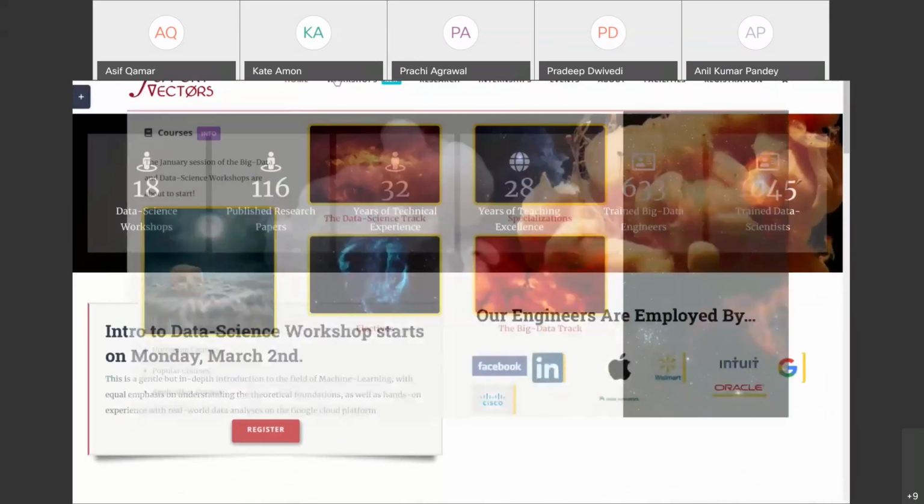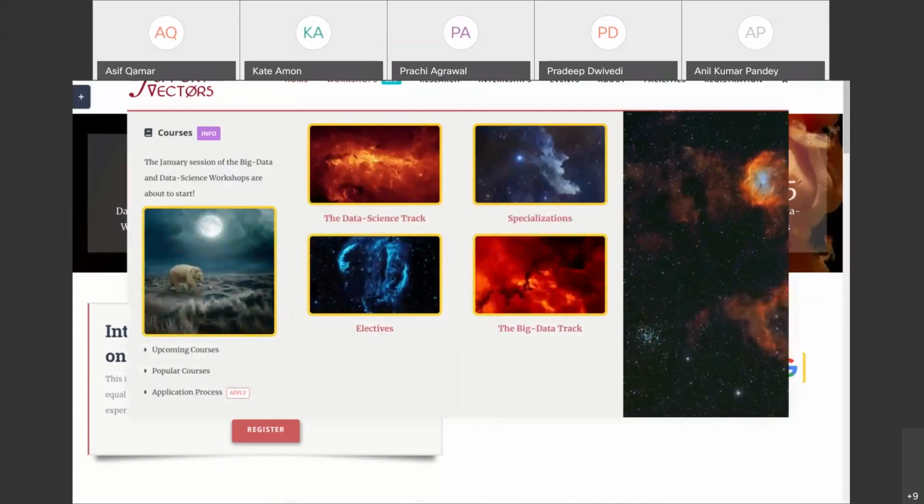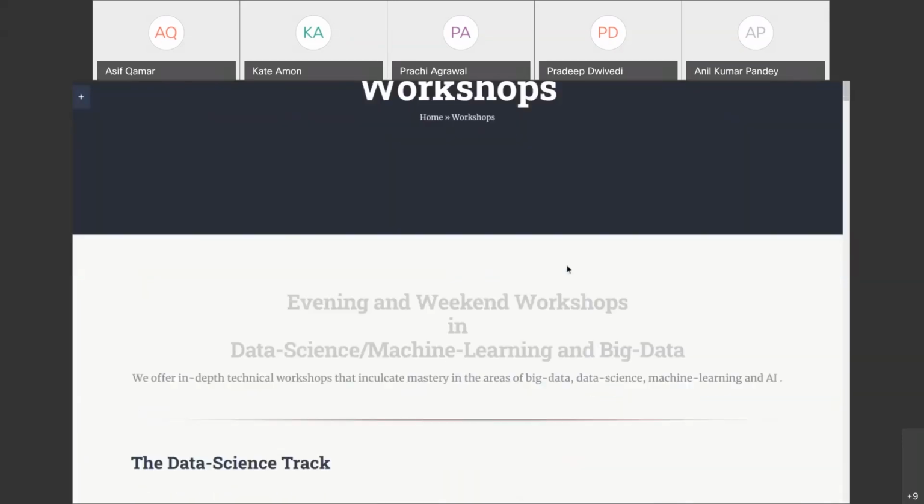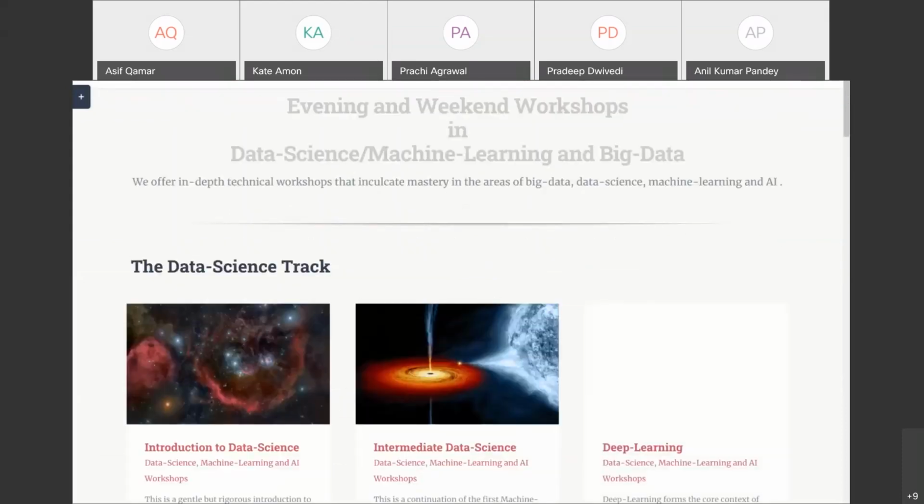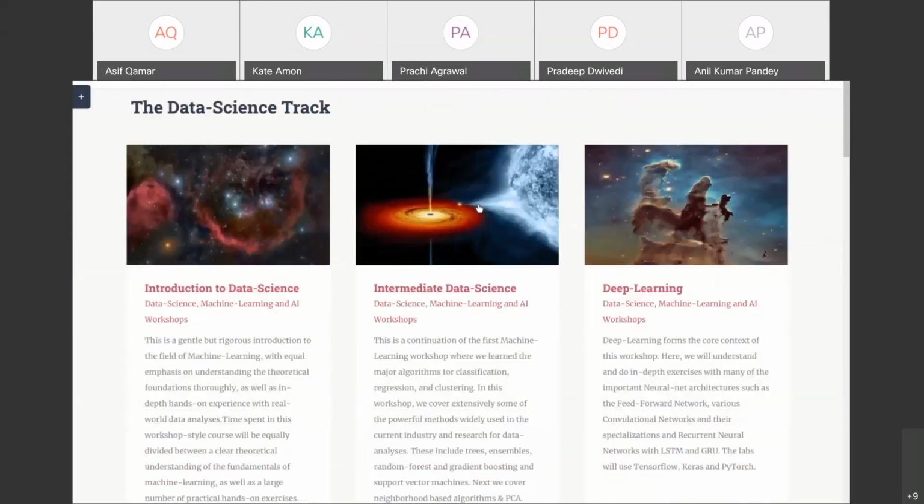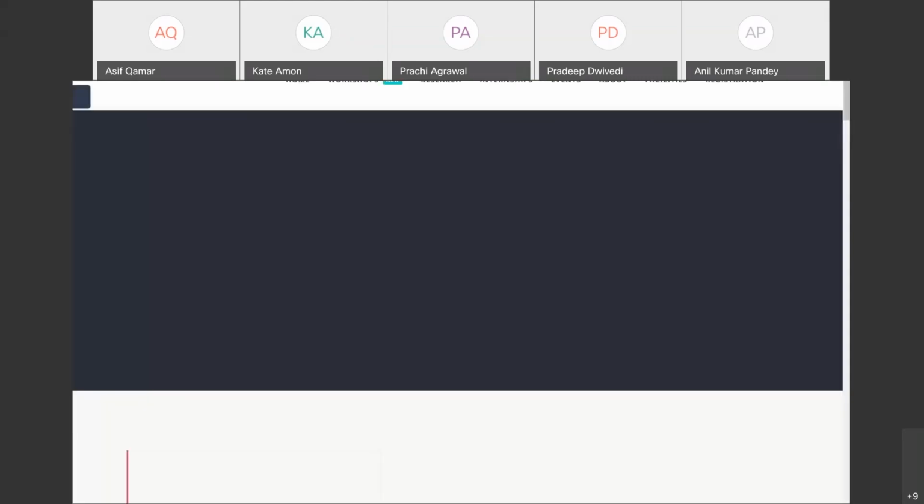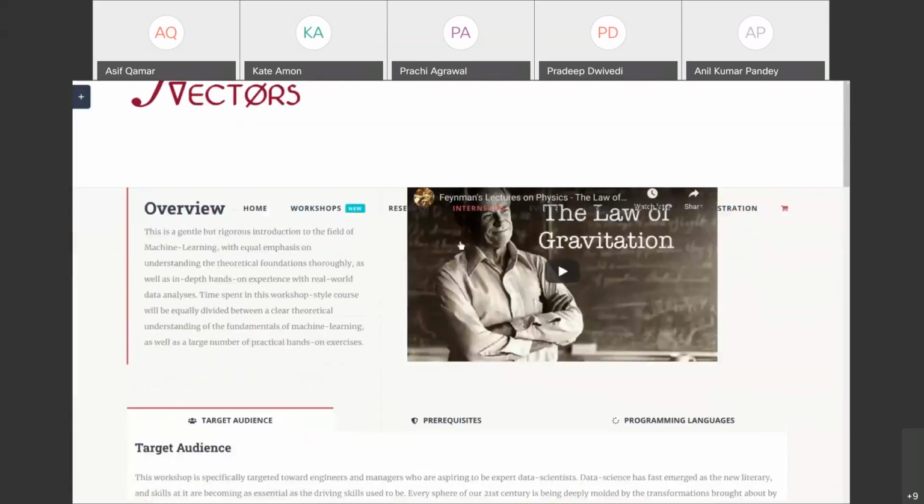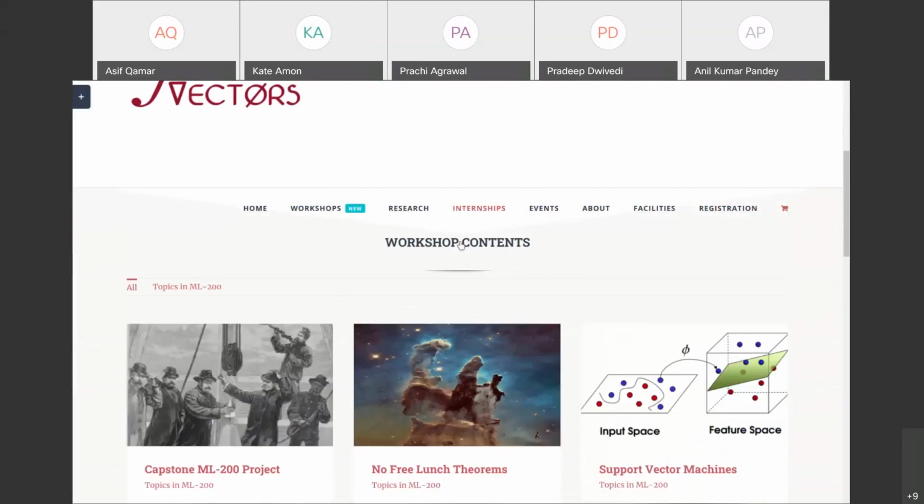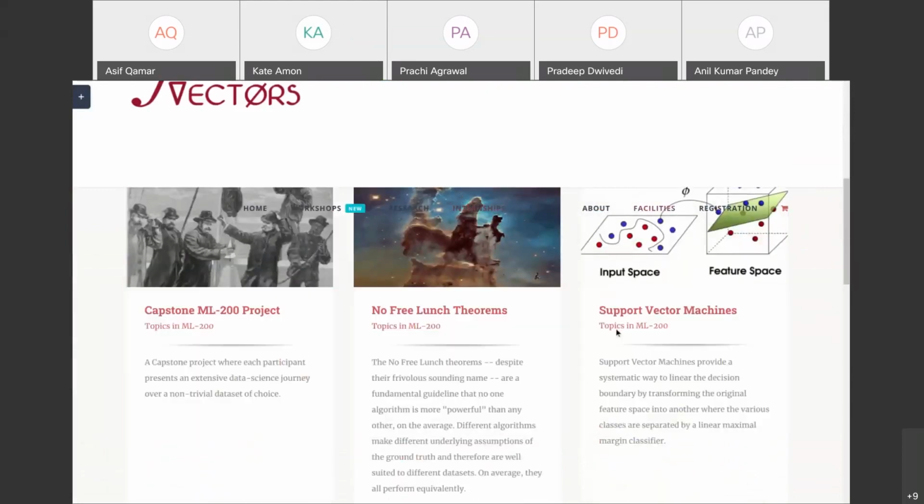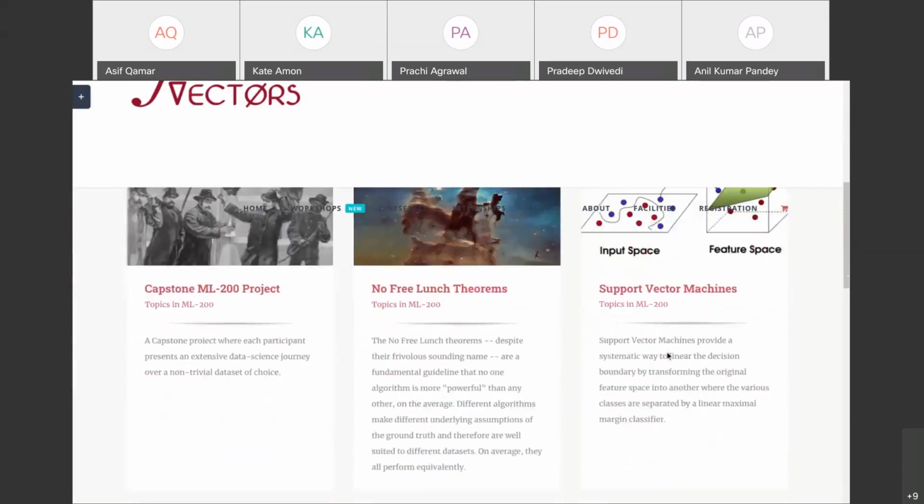Let's look at workshops. Okay, intermediate data science. Capstone. Yeah. So these are the topics we'll do. We'll do the no free lunch theorems. It's something very important, but most textbooks miss it. Then we'll do support vector machines, as you can see.